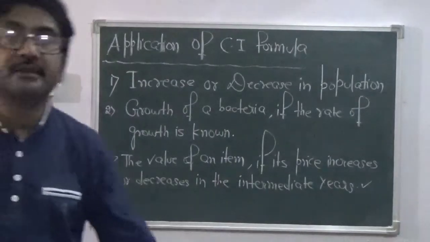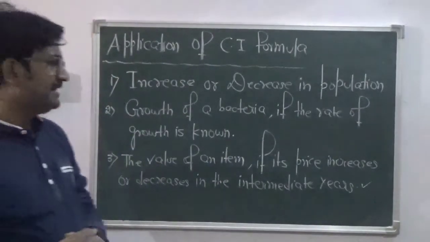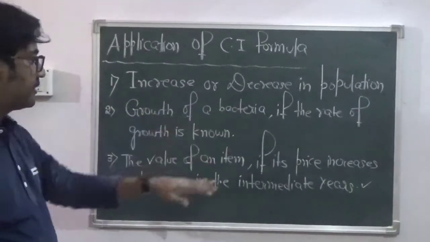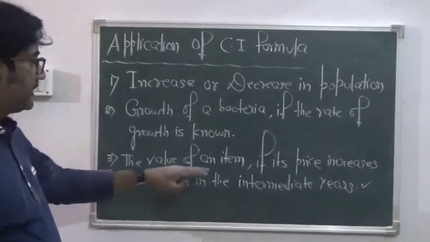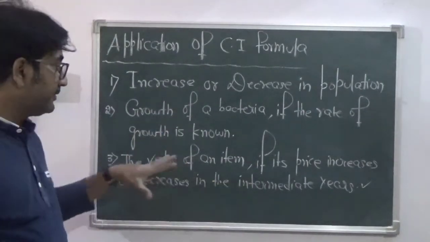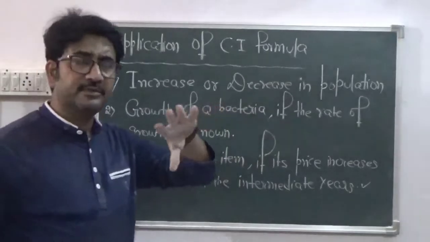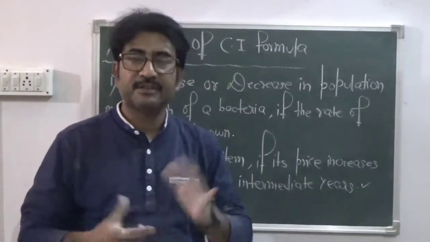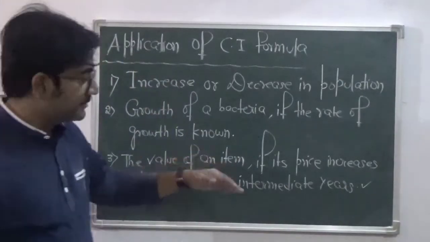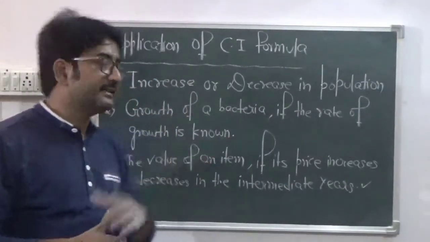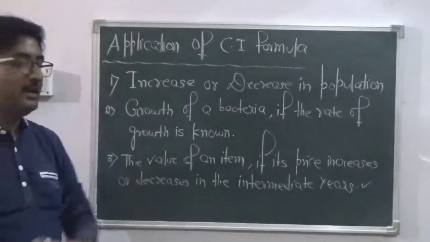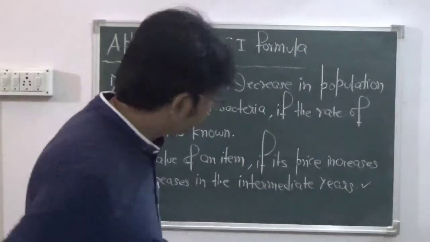So see where you can find the application of the compound interest formula. There are many situations. A few are: increase or decrease in population, growth of bacteria if the rate of growth is known, and the value of an item, if its price increases or decreases in the intermediate years. The value of an item means machinery parts, some scooter or bike or whatsoever. If in the coming years the value keeps on depreciating, meaning it goes on decreasing. So these are certain areas where you can find the application of the compound interest formula. Now we'll see the formulas, right?